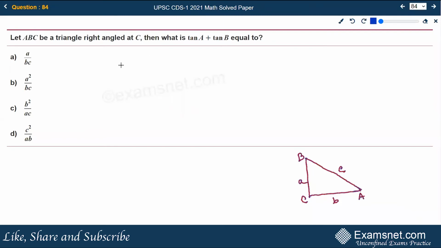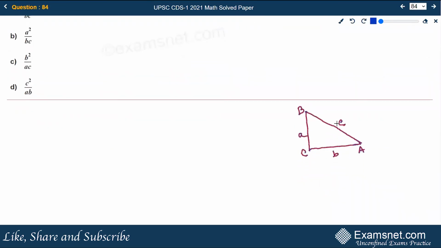In question number 84, we are given: let ABC be a triangle right angled at C. Then what is tan A plus tan B equal to? I have already drawn a right angle triangle where angle C is right angle, and I have already named all the sides as well. Since this is a right angle triangle, it will satisfy Pythagoras theorem. But before that, if we consider angle A, AC will be our base and BC will be our perpendicular. So tan A will be BC by AC, that is A by B.